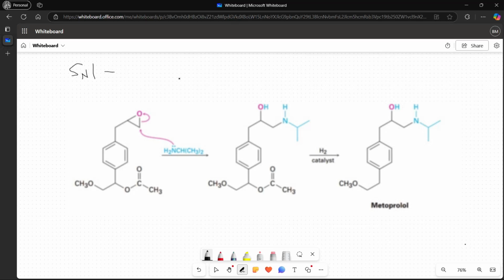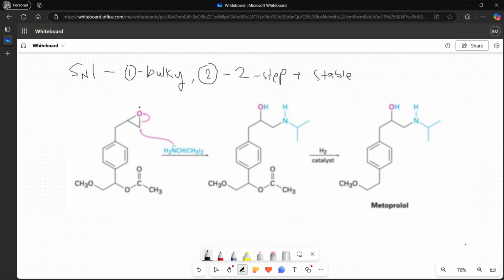Number one, it prefers bulky substrates. And then secondly, it is a two-step mechanism which prefers the most stable carbocation.